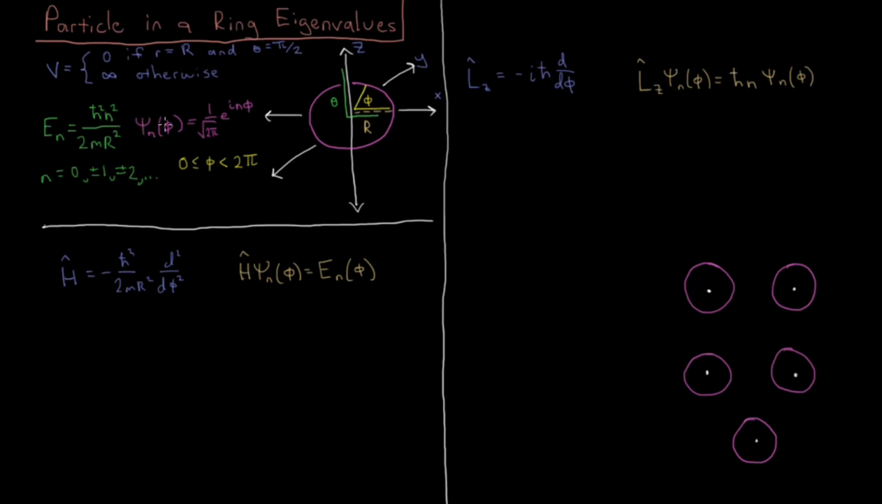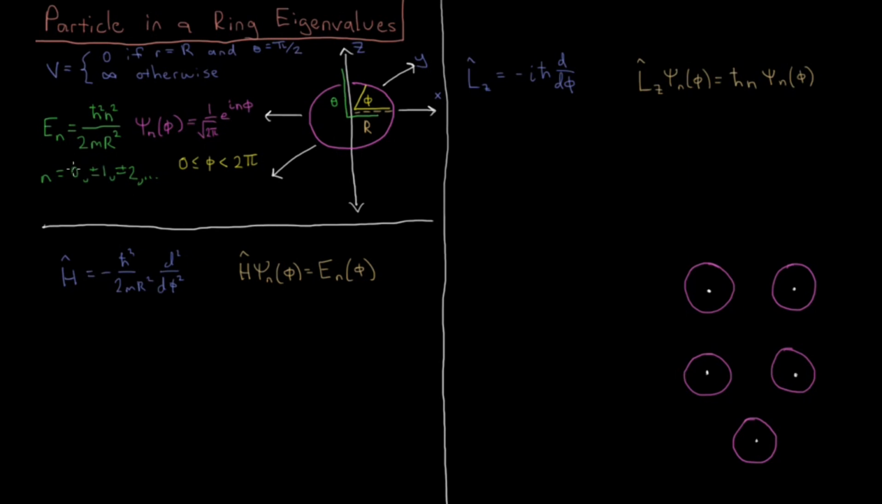So we have a wave function which only depends on the azimuthal angle phi, which goes around this ring from 0 to 2 pi. In this case, we have energy levels, which are h bar squared n squared over 2 times the mass of the particle times the radius of the ring squared. And n is an integer, goes from minus infinity to plus infinity, and the absolute value of n tells you what the energy of the state is.